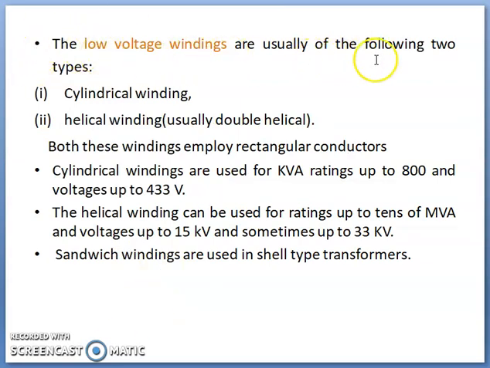Then low voltage windings are usually of two types. One is cylindrical winding, another is helical winding, and usually it is of the double helical type. Both these windings employ rectangular conductors. Here, for cylindrical as well as for helical winding, circular conductors are not preferred. Rectangular conductors are used for both windings, even for the low voltage case. Cylindrical windings are used for ratings up to 800 kVA and voltage rating up to 433 V low voltage. The helical winding can be used for ratings up to tens of MVA and voltage up to 15 kV and sometimes up to 33 kV.